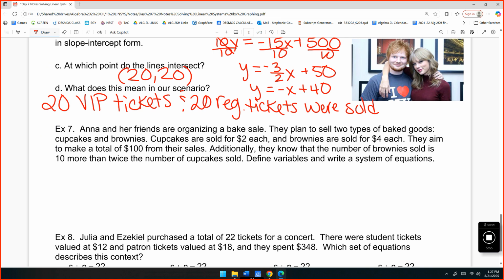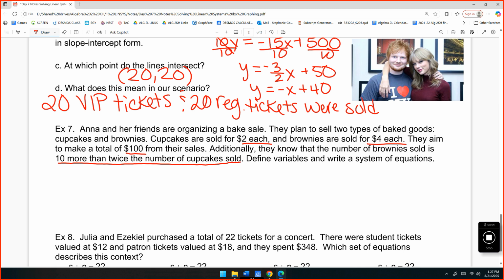Anna and her friends are organizing a bake sale. They plan to sell two types of baked goods, cupcakes and brownies. Cupcakes are sold for $2 each. Brownies are sold for $4 each. They aim to make a total of $100 from their sales. Additionally, they know that the number of brownies sold is 10 more than twice the number of cupcakes sold. Define variables and write a system.